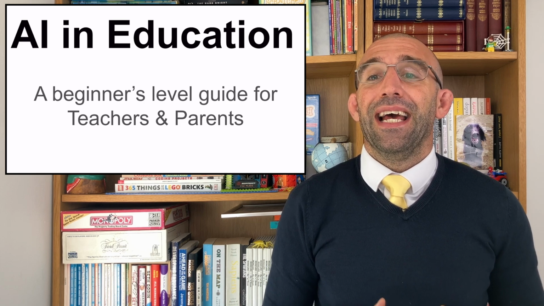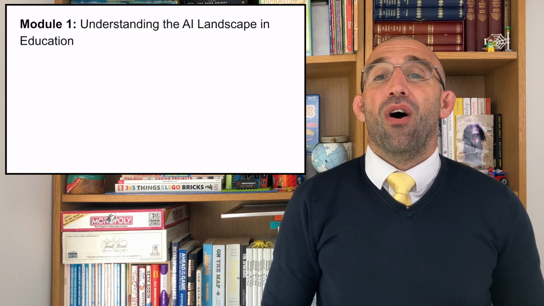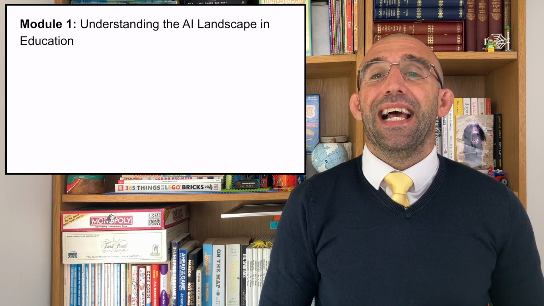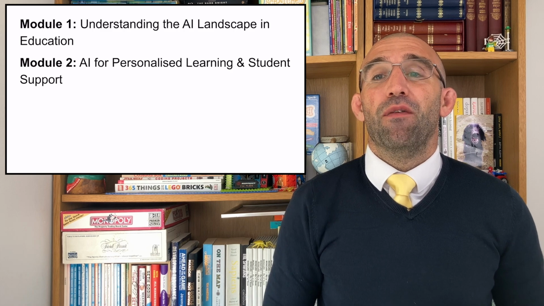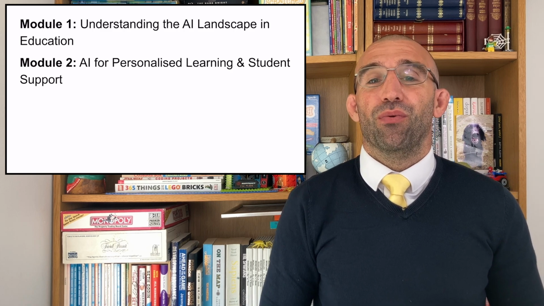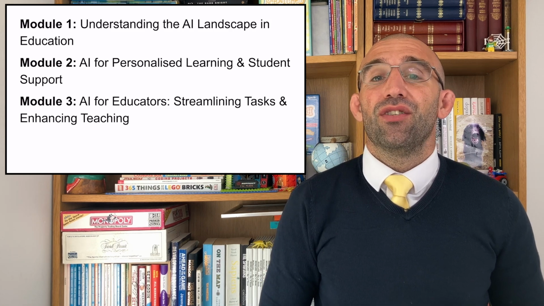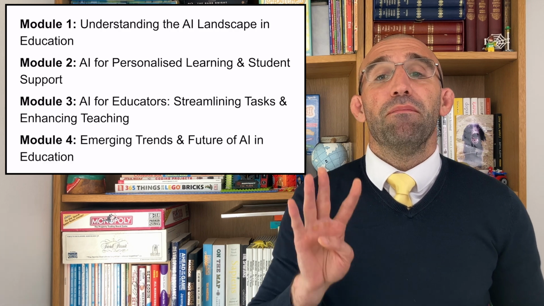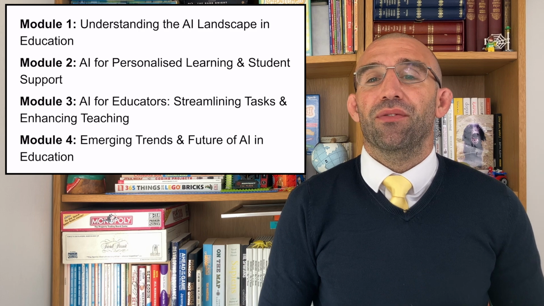Anyway, here are the 4 modules we'll be covering in this video. Module 1 is understanding the AI landscape in education. Module 2 is AI for personalised learning and student support. Module 3, AI for educators, streamlining tasks and enhancing teaching. And finally, Module 4, emerging trends and the future of AI in education.